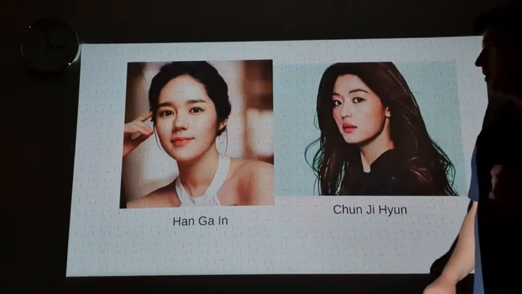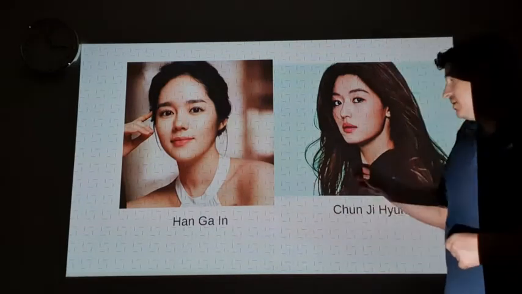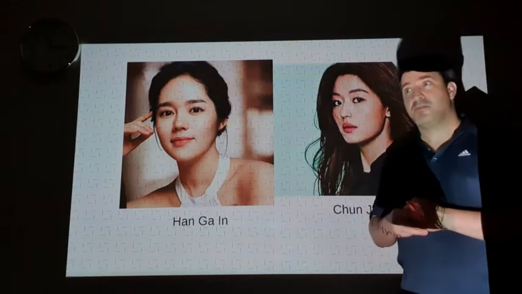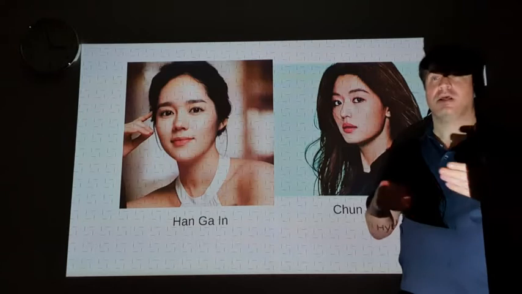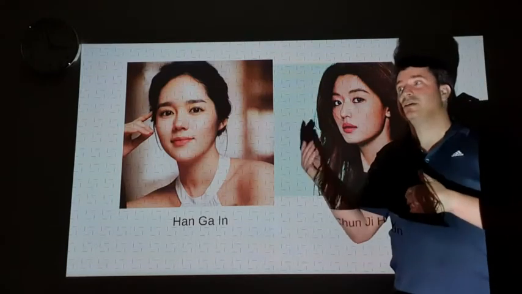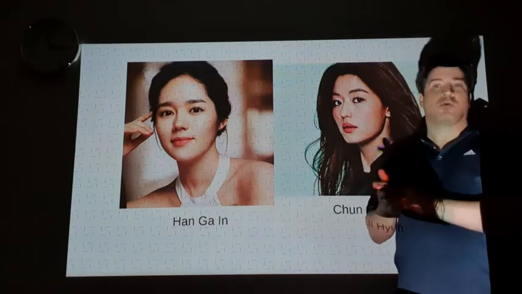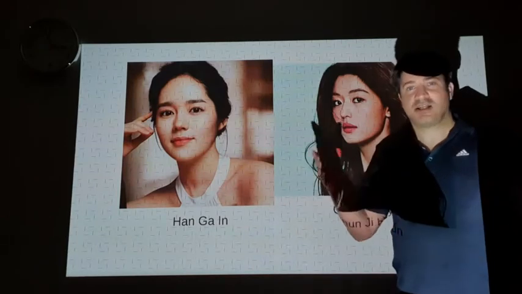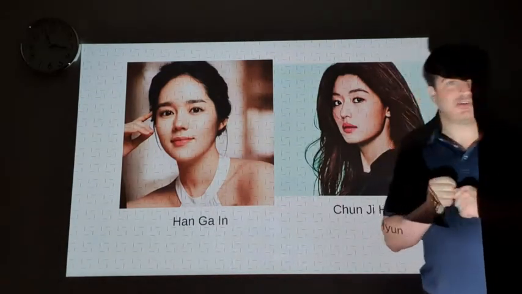Next, Korean actresses, Han Ga-in, Chun Ji-hyun. How would you compare them? Happier, more talented, more wonderful, more beautiful, more stylish? How would you compare these two women?